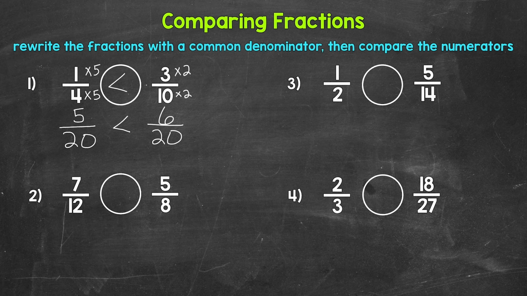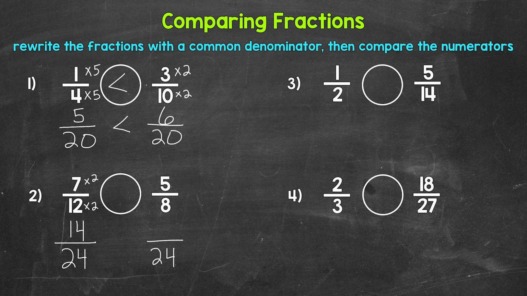Let's move on to number 2, where we have 7/12 and 5/8. So we need a common denominator here. The least common denominator for 12 and 8 is 24. So let's rename these fractions with that denominator of 24. We'll start with 7/12. 12 times 2 gives us 24. So let's do that to the numerator, multiply by 2. 7 times 2 gives us 14. So our equivalent fraction with that denominator of 24 is 14/24. Now for 5/8.